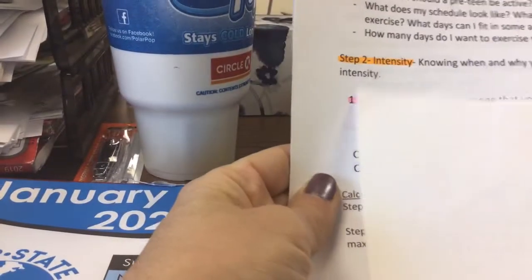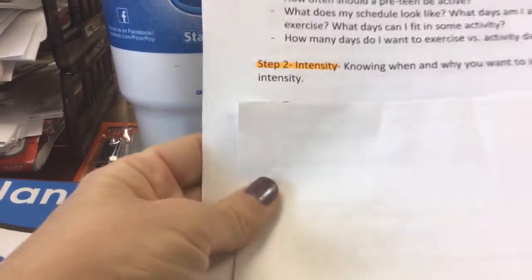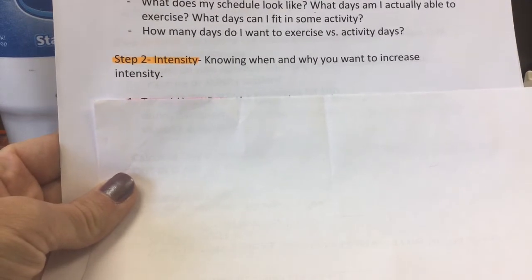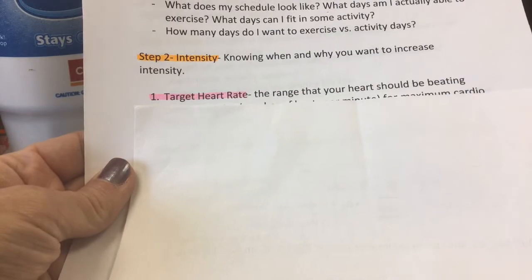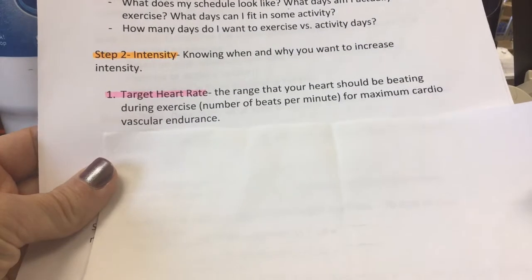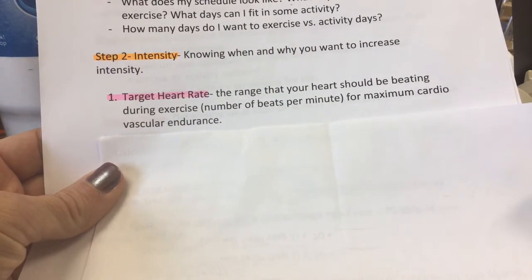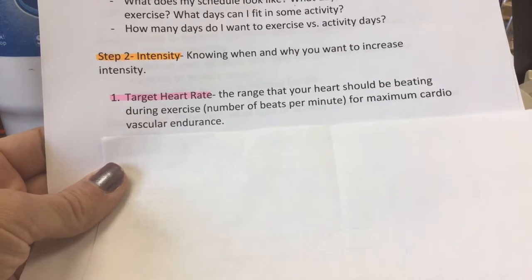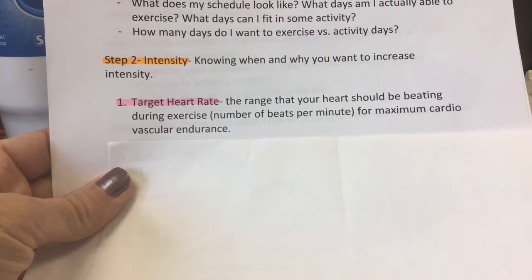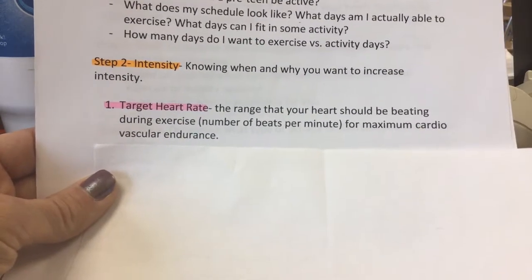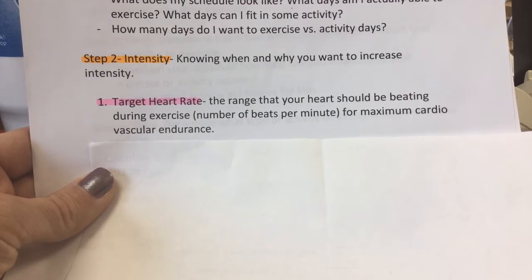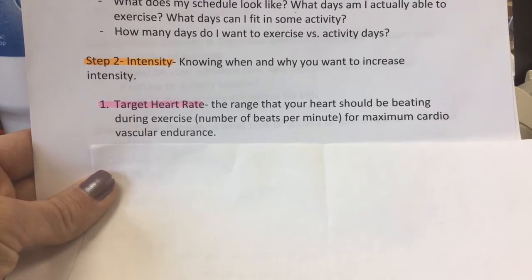Step 2 is intensity. Now this is where we get into needing to know our stuff. So knowing when and why you want to increase your intensity. And you can only do that through your target heart rate. So this is what we're writing down. Target heart rate is the range that your heart should be beating during exercise for maximum cardiovascular endurance. So you have a range that your heart rate should be beating. Your heart should be beating this number of times per minute in order to ensure that you are meeting your maximum cardiovascular endurance threshold. Okay, so that is target heart rate.